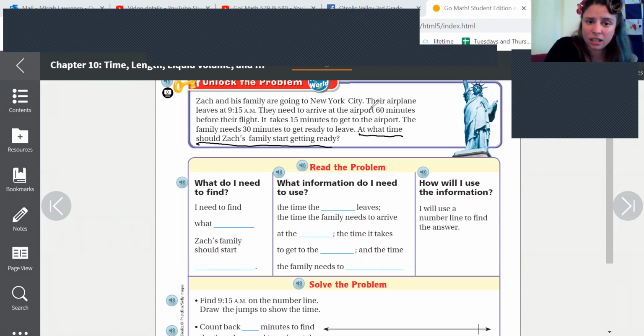So they're going to New York City. Their airplane leaves at 9:15. That's probably important because you got to be there before the airplane takes off. They need to arrive at the airport 60 minutes before their flight. It takes 15 minutes to drive to the airport, and the family needs 30 minutes to get ready to leave. Wow, that's a lot, isn't it? So that's all the information we have that's important. What do we need to find? I need to find what time Zach's family should start getting ready.